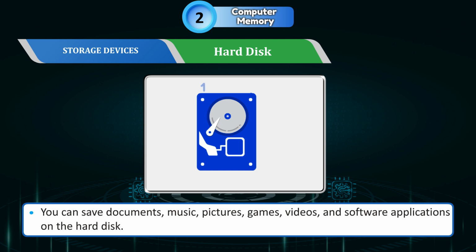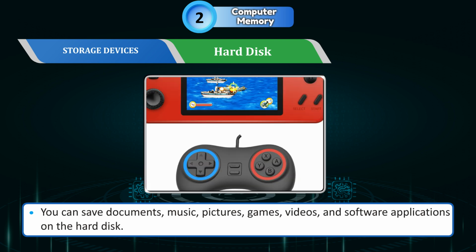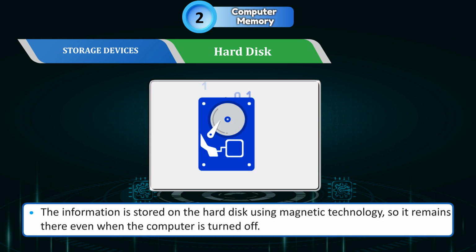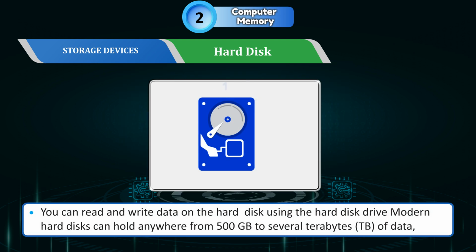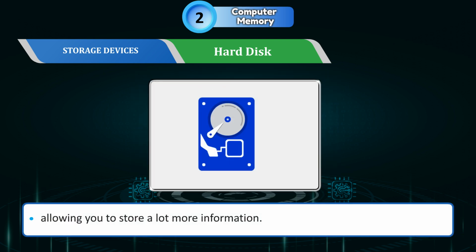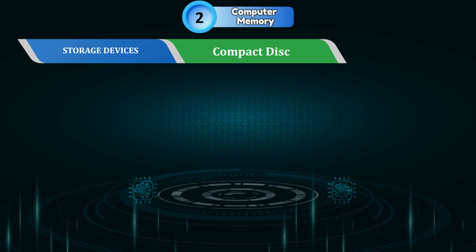You can save documents, music, pictures, games, videos, and software applications on the hard disk. The information is stored on the hard disk using magnetic technology, so it remains there even when the computer is turned off. You can read and write data on the hard disk using the hard disk drive. Modern hard disks can hold anywhere from 500 GB to several terabytes (TB) of data, allowing you to store a lot more information.